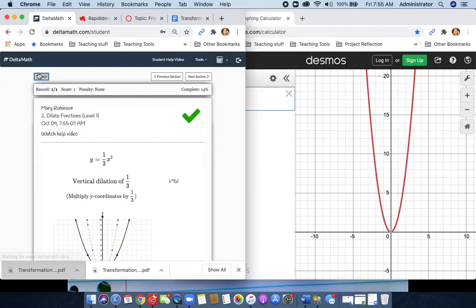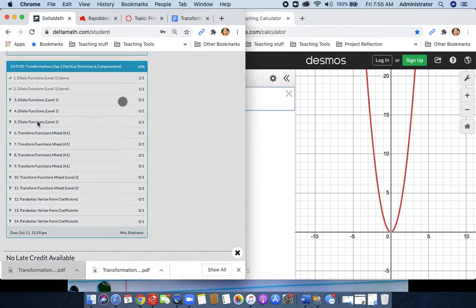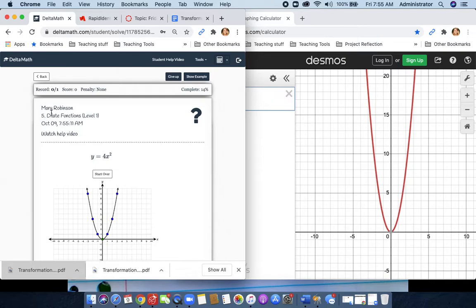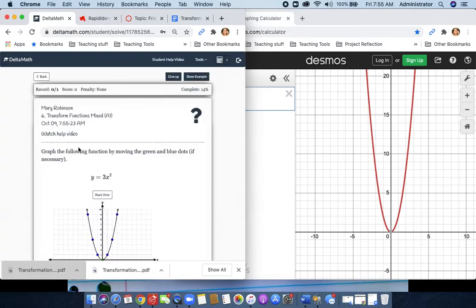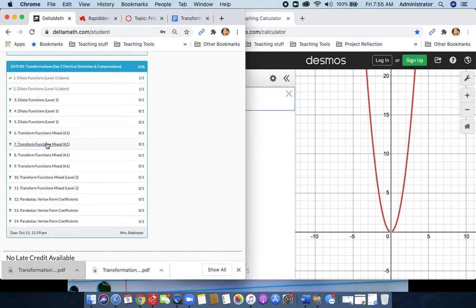All right, so you're going to do a couple of those, and there's a 4. So think about what that means. It just means you go out 1, up 4 for your first point. So you just take this point and drag it up to 4. But I do have a couple in here that have, like, a 3x squared. That should be easy. Out 1, up 3.